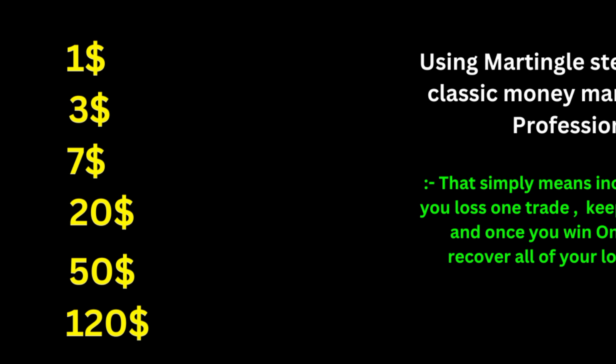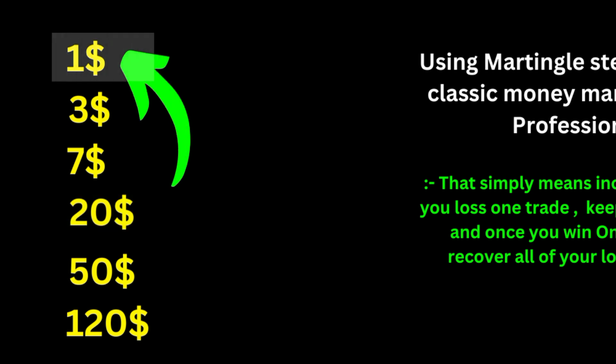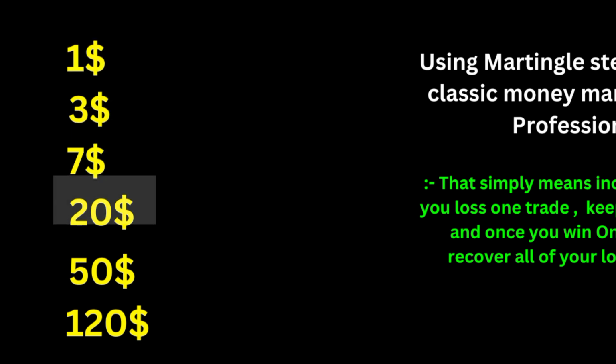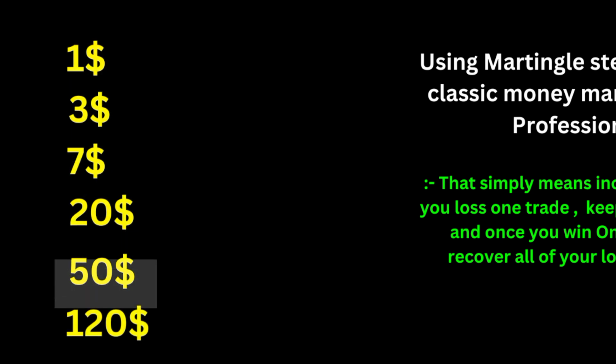Let me explain by example. Let's suppose I win that $20 trade, then I have to restart this series and start again from $1. It means after winning that $20 trade, my next trade amount will be just $1 once again. So basically this is like a cycle that you have to perform while you're trading. And guys, the more martingale steps you have, the safer you are in binary options trading.